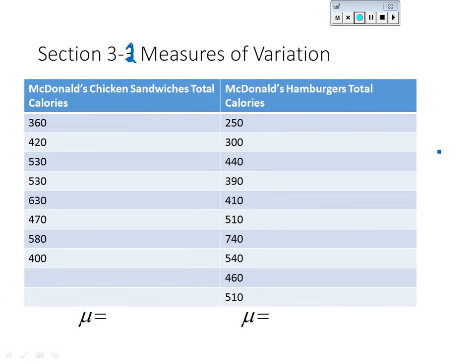Down at the bottom there, you do see a mu. The mu is for population mean. I'm looking at the chicken sandwiches as being a population because I have every chicken sandwich off their menu. And then I'm looking at the hamburgers as being a population because I have every hamburger off the menu. I didn't take a sample of each type of sandwich. I took all of them, so I have two populations up there. So, just a quick little refresher, make sure we can find the mean of a data set.